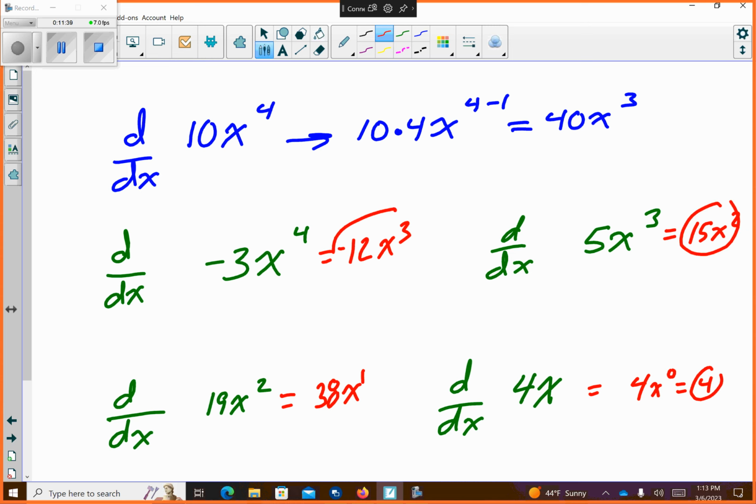I circled each of the answers. Do you agree? Do I need to have 38x raised to the first power, or do you think I can just have 38x? Yep.